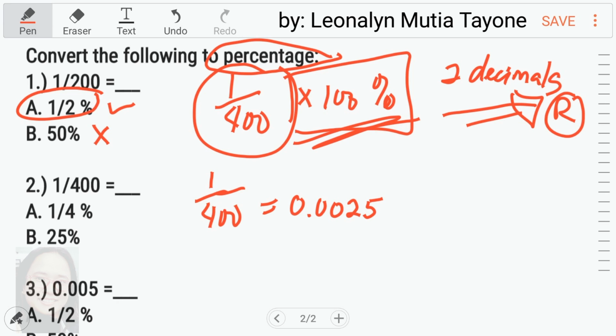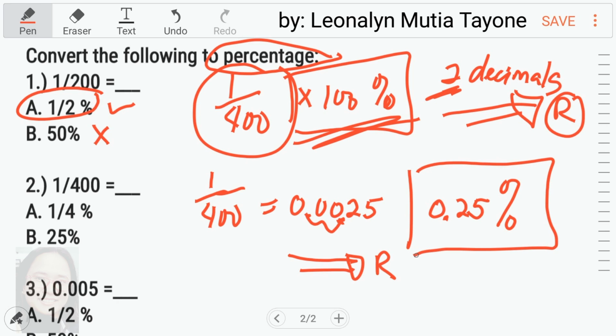May percent bali siya. Lagyan natin ng percent sign. So, mag-multiply tayo ng 100% or mag-move ka ng 2 decimal places to the right. To the right. 1, 2. So, ang decimal natin ay katabi na sa 2. So, 0.25%. 0.25% is the same as 1/4. So, ang sagot dito ay letter A at hindi 25%.